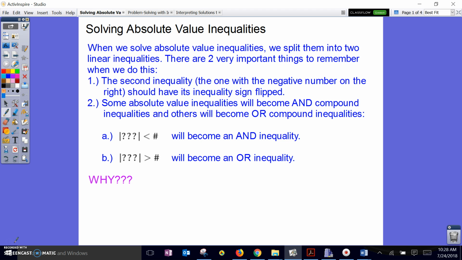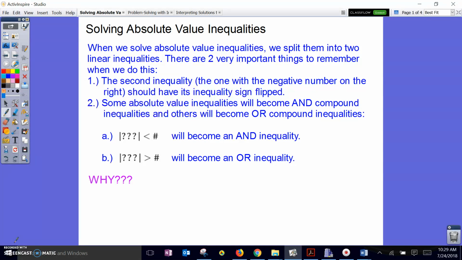Now when we do this, there are two important things that we need to remember. First of all, the second inequality, which is going to be the one that has the negative number on the right, should have its inequality sign flipped. So if it was absolute value of something is greater than 2, we'll split that into the two inequalities. That thing is greater than 2, and that thing is less than negative 2.